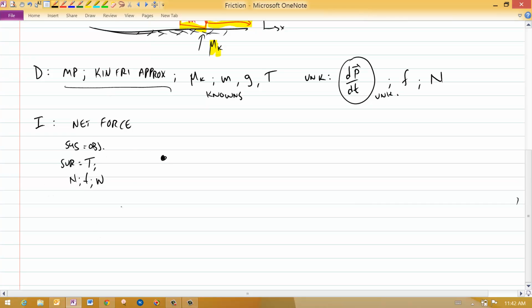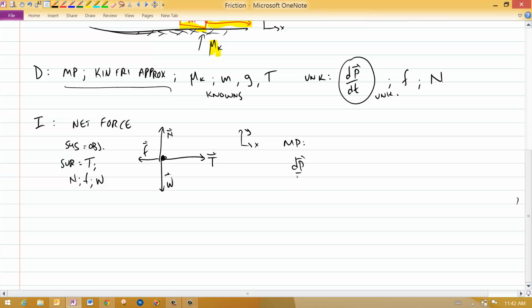So I'm going to put each one of those on this diagram. There's a T. That's the force that I'm using to move this object. There's a normal force. There's a weight force, and there is a friction force. So I've got all the directions here, and let's say there's the x direction, there's the y direction, and now I can say the momentum principle.